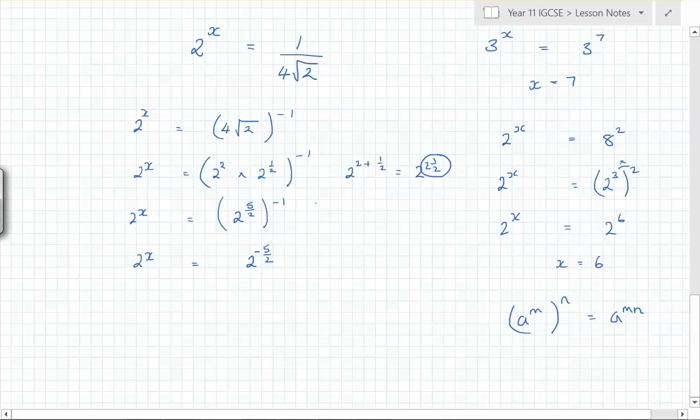So it's the same thing. Now, again, we could rewrite this in a different way, 2 to the power of -5/2, but we don't want to do that. We just want to now finally state that x equals -5/2. That's what we wanted. That's what we need. Okay, so that's finding x.